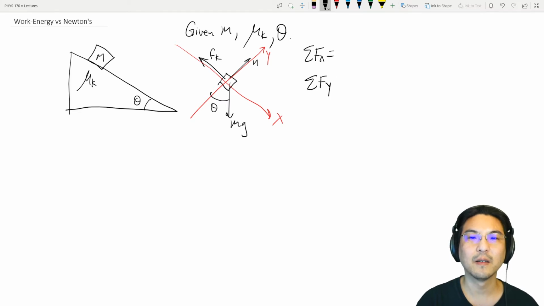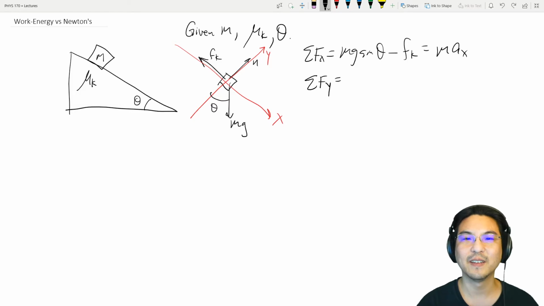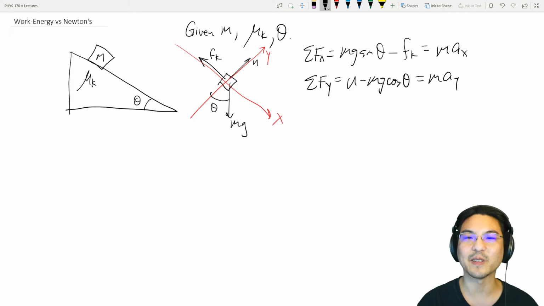Decomposed. The x component: I got mg over here, opposite, sine, minus friction, equals mass times acceleration, only the x component. Okay, y direction, N, and then the y component of this is adjacent to the angle, so minus mg cosine theta, equals mass times acceleration, only the y component. Since the acceleration is in the x direction, there is no motion in y. So ay is 0, not always true, because of the way I pick my coordinates.